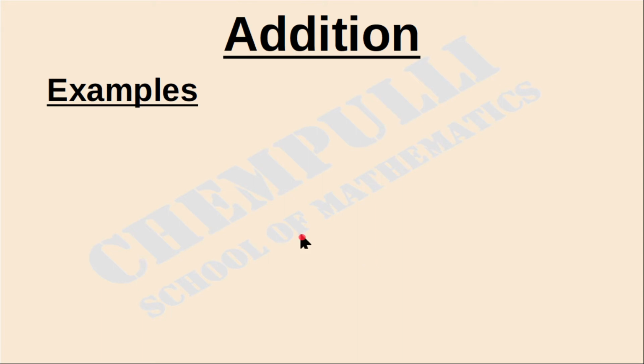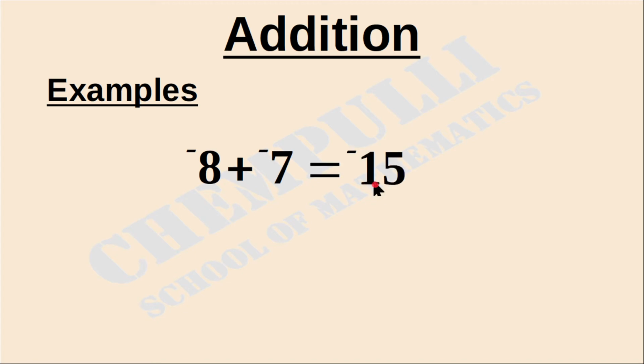Here is one example. Negative 8 plus negative 7. First check the operation. The operation is addition. Then check the sign. Both signs are negative. If the signs are same, add and write the same sign. That means we add the numbers 8 plus 7. What is 8 plus 7? 15. And write the same sign here. What is the sign? Negative. That means we will get the answer negative 15.